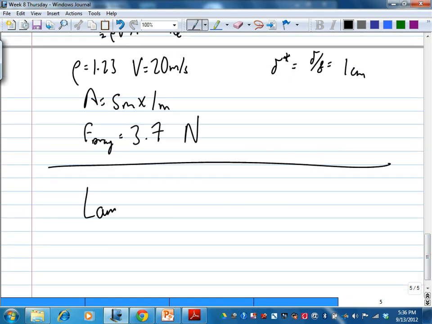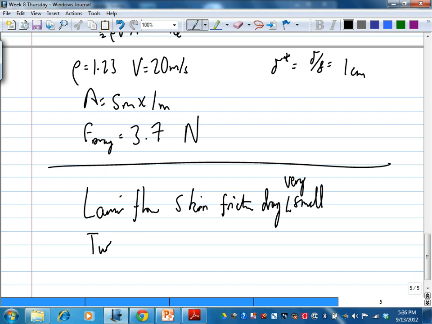What I'm saying is, in laminar flow, skin friction drag is very small. In turbulent flow, skin friction drag is not very small, but small. So turbulent is small, laminar is even smaller, so very small. Just to give you an idea of the scale.